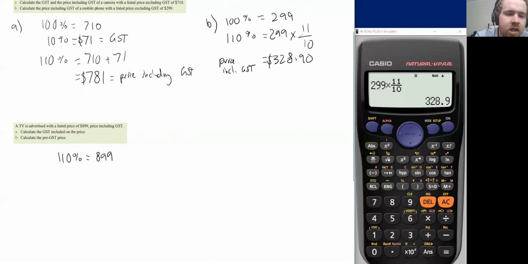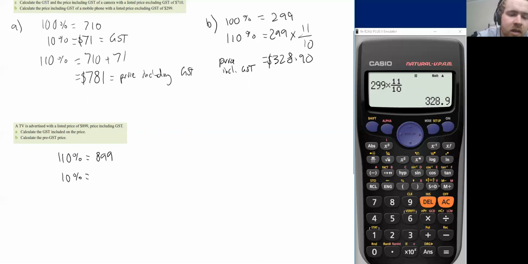Now, if we want to find the GST, then we just want to know what 10% equals. To get from 110% to 10%, we need to divide by 11. Okay, now this is the tricky thing. People get confused because they think GST is 10%, so I just need to divide by 10. However, if we're going from the price including GST to the GST, we're going from 110% to 10%. So we need to divide by 11, not 10.